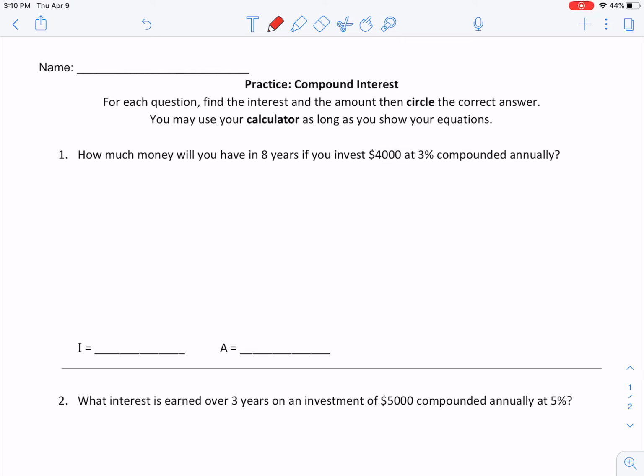Today's practice is over compound interest. For each question, find the interest and the amount, then circle the correct answer. You may use your calculator as long as you show your equations.